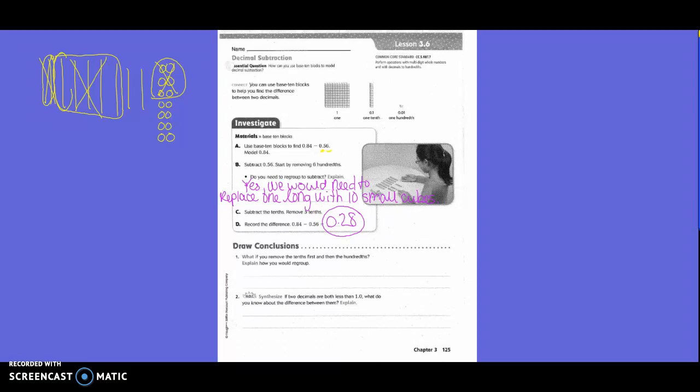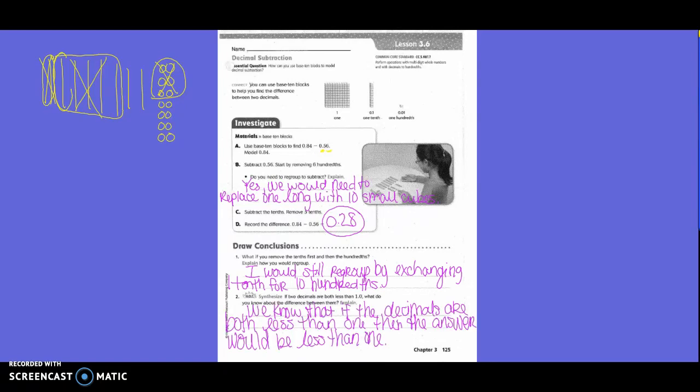Draw conclusions. What if you remove the tenths first and then the hundredths? Explain how you would regroup. Number 2, hot problem, synthesize. If two decimals are both less than 1, what do you know about the difference between them? Explain. We know that if the decimals are both less than 1, then the answer would be less than 1.